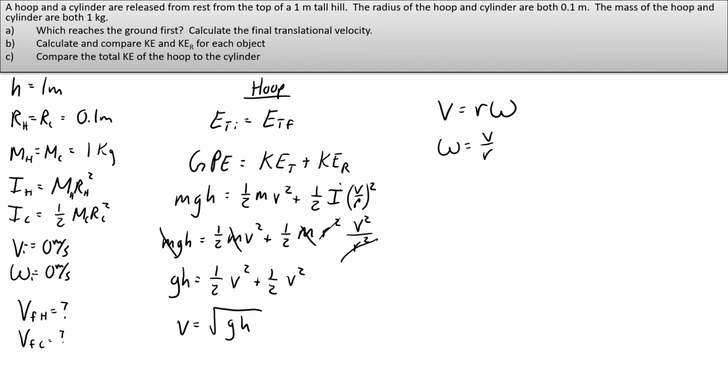And now keep in mind, this worked out because I is equal to mr squared. That's why we got the 1/2 over here, and it just stayed as 1/2. And that worked out to a whole v squared. That's nice. It's not always going to be like that. In this case, it was nice. So this is equal to the square root of 9.8 times, how high is that hill? Just 1. So it's the square root of 9.8 in this case, and you get 3.13 meters per second. That's the final velocity of the hoop.